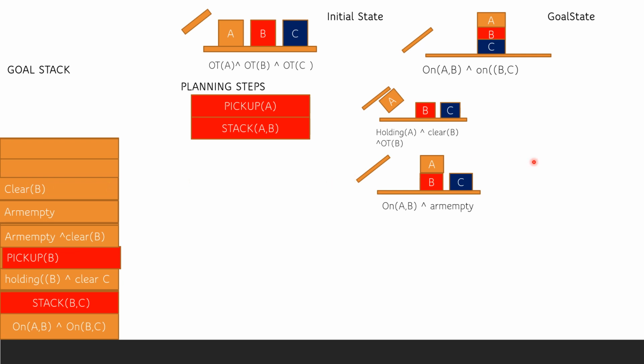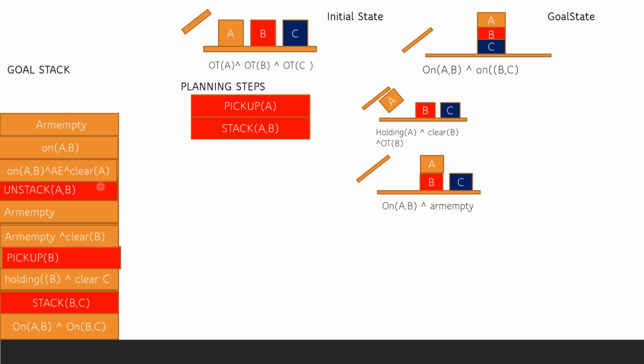B is clear, compare it with the current state space. B is clear, no. B is not clear. We have one block which is placed over B. So we want to achieve clear B, but we cannot have clear B because something is placed on B. In order to achieve this condition, we must recommend the action unstack something from B, and that something is A. Again, before adding this step into the planning steps, we must check its preconditions.